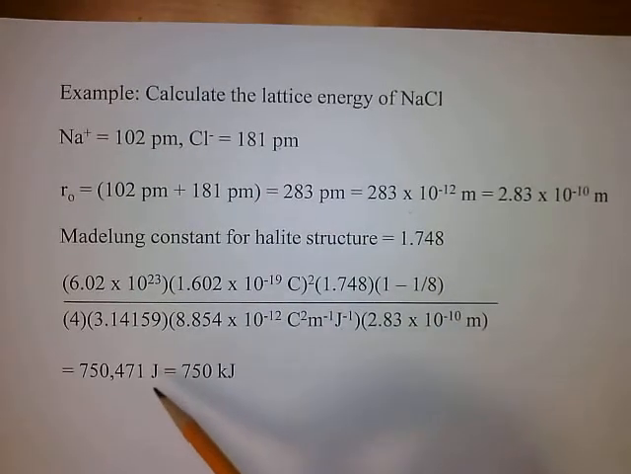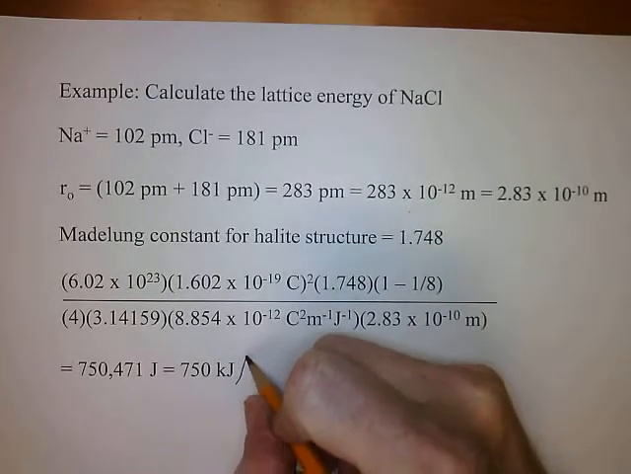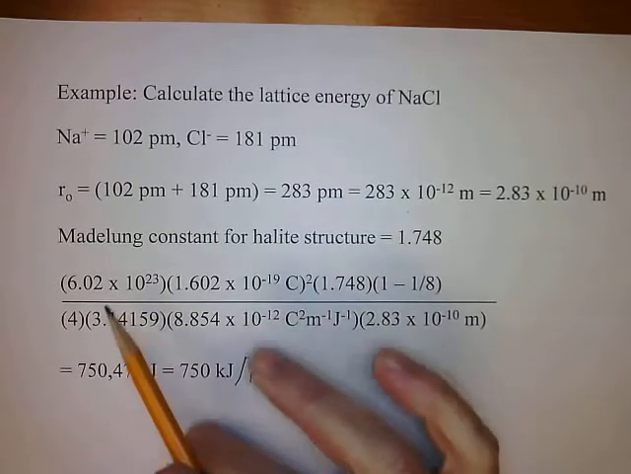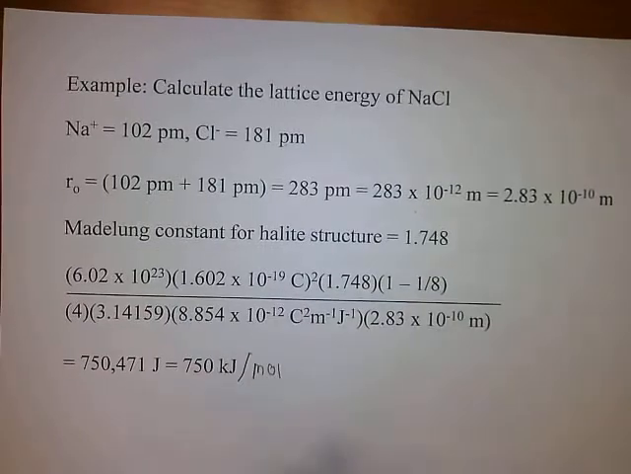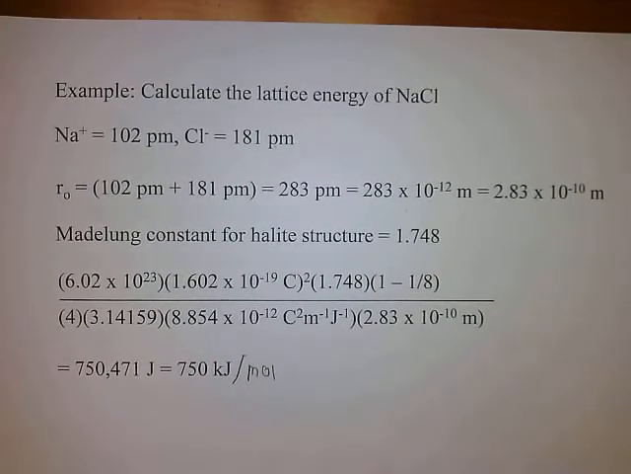And this comes out to be 471 joules, divided by 1,000 to convert it into kilojoules, 750 kilojoules, or really kilojoules per mole, since we're doing it for a mole. Okay, 750 kilojoules. And that's how you can calculate theoretical lattice energies.